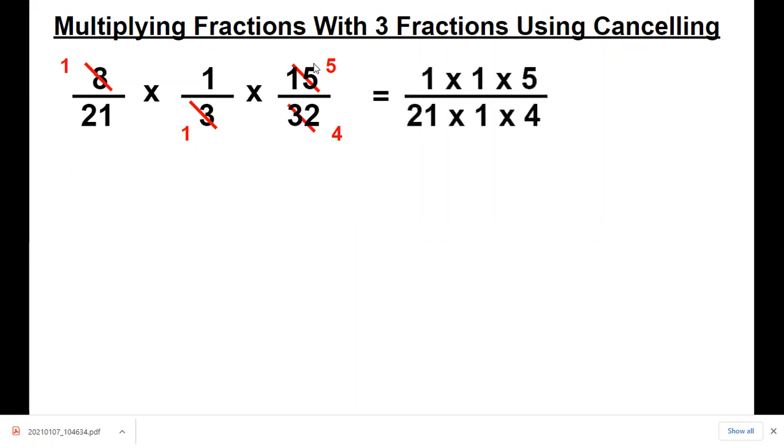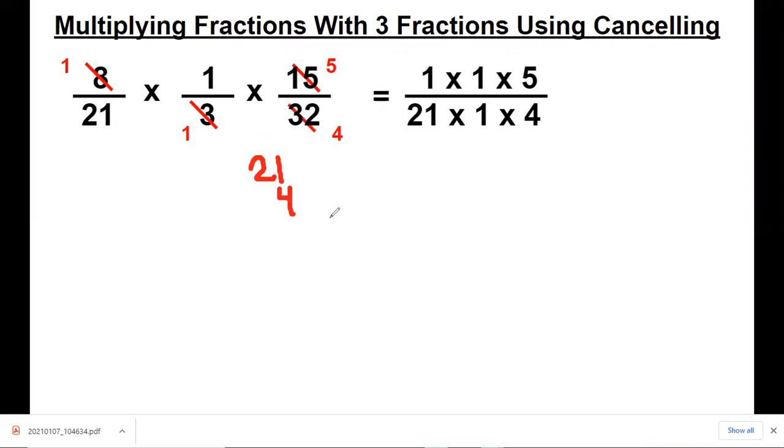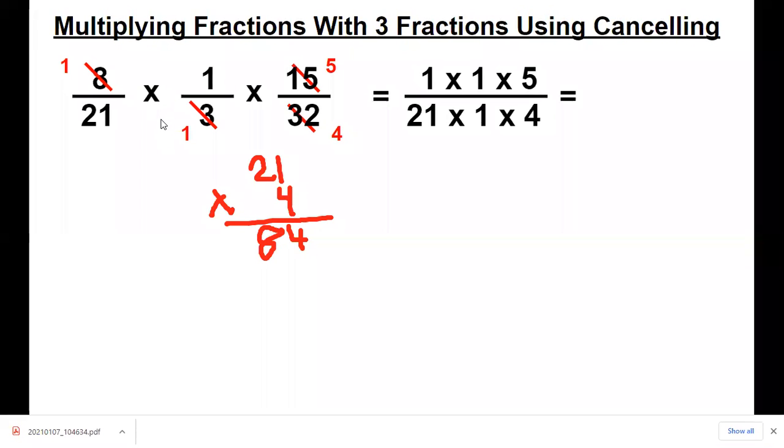1 times 5 on top. 21 times 1 times 4 on the bottom. So now I'm left with a lot less of a big number. All I have to really worry about is multiplying 21 times the 4. So that's not too hard of math. 4 times 1 is 4, and 2 times 4 is 8. So that's going to give me 84. So my top number is going to be a 5, 1 times 1 times 5, and my bottom number is going to be an 84.